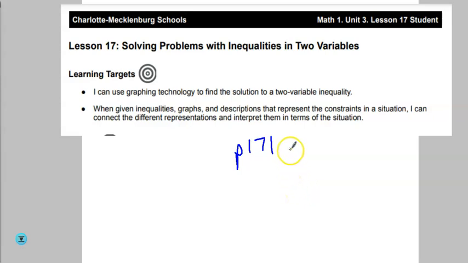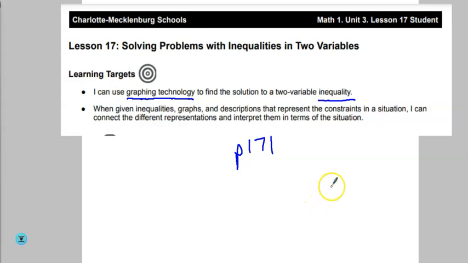All right, so today we're going to be talking about using the graphing technology. We're going to talk about using Desmos to do these inequalities, two variable inequalities. And when given inequalities, graphs and descriptions that represent the constraints in a situation, I can connect the different representations and interpret them in terms of the situation. So we're going to be looking at the inequalities, the graphs, and the descriptions and seeing how they all connect together.